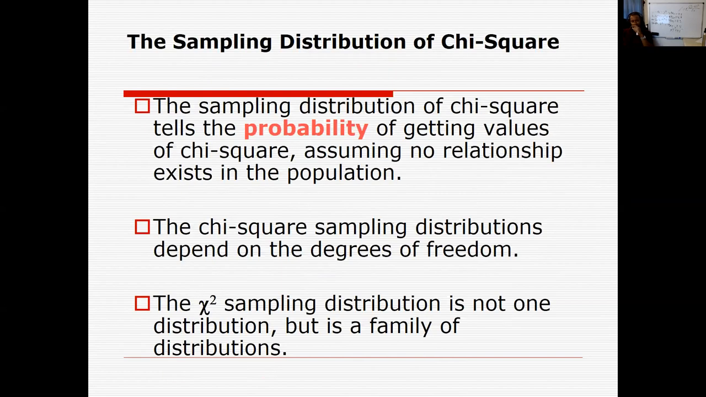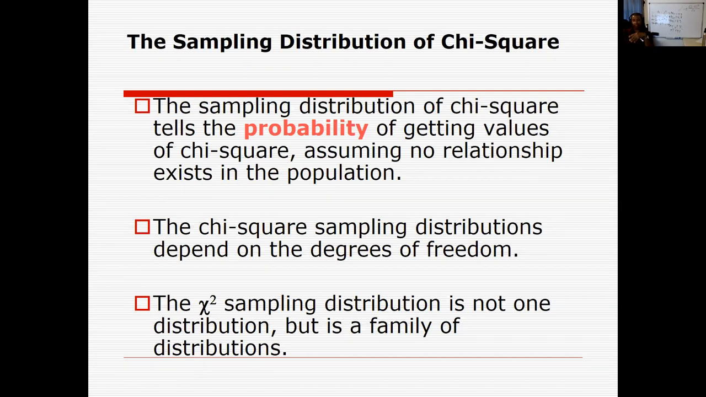What's the probability of pulling this sample, assuming no relationship exists, and assuming the null hypothesis is true? Now, if the probability is sufficiently low, then we reject the null hypothesis. And what do we mean by sufficiently low? We mean if the probability is below the 0.05, 0.01, or 0.001 alpha level. Now, the chi-square distribution, similar to the t-distribution, is not one distribution.